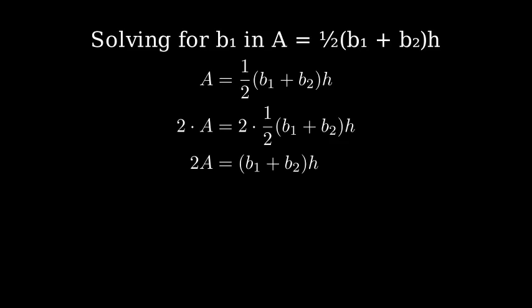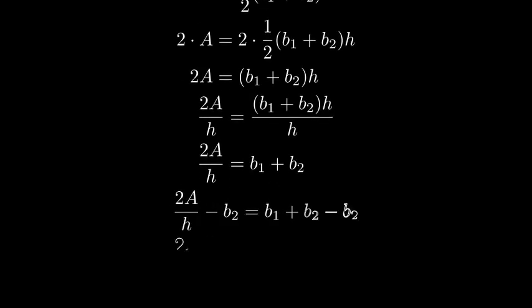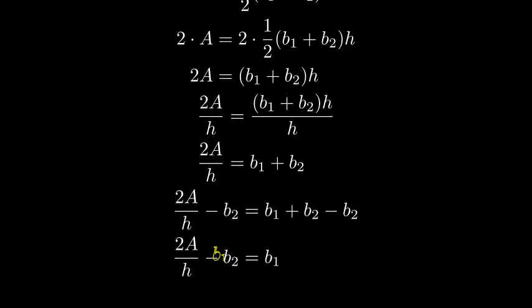Next, let's divide both sides by h to isolate the term with b1. This gives us 2a over h equals b1 plus b2. Now, to isolate b1, we subtract b2 from both sides. This gives us 2a over h minus b2 equals b1. Finally, let's write our answer with b1 isolated on the left side. b1 equals 2a over h minus b2.